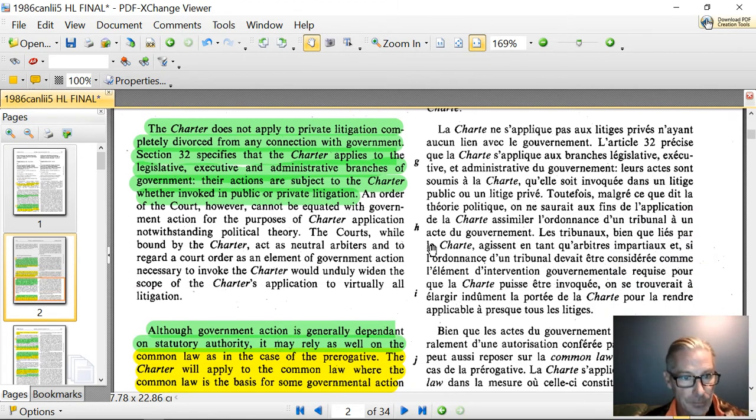The Charter does not apply to private litigation completely divorced from any connection with government. Section 32 specifies that the Charter applies to the legislative, executive, and administrative branches of government. Their actions are subject to the Charter, whether invoked in public or private litigation.